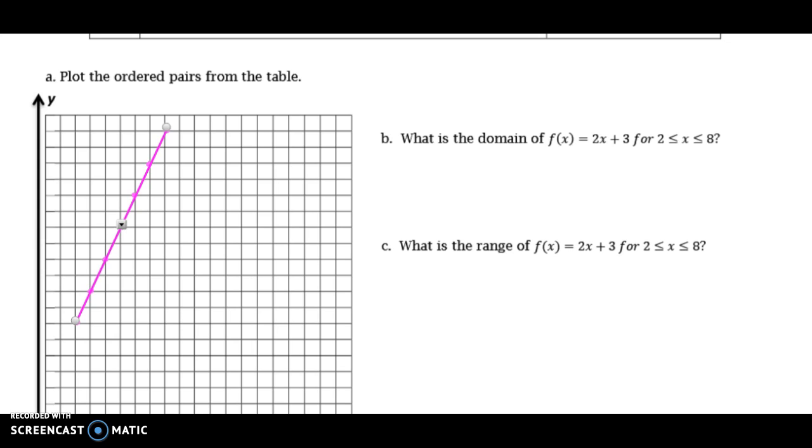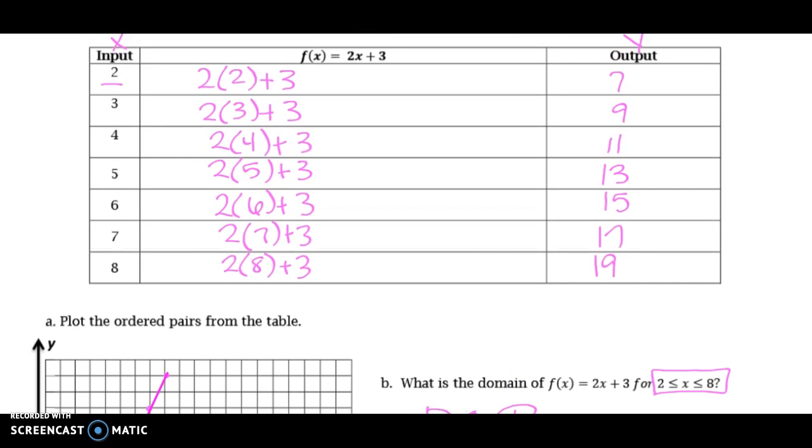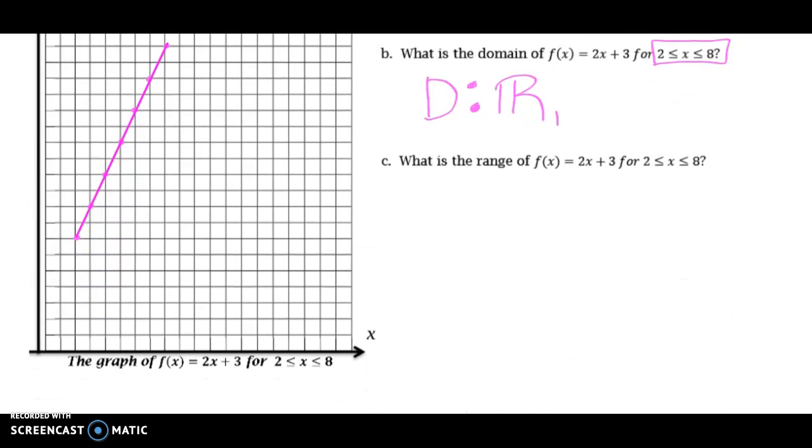Alright, so now what is the domain of f(x) = 2x + 3 for 2 ≤ x ≤ 8? Because they included this, it means you have to stick with the interval. We can't actually do just the plain all real numbers, even though it's a line like before. Because domain goes with x, and we're looking to do this from 2 to 8, checking again off your table, we could still do anything from 2 to 8. So x will be between 2 and 8. They can also be equal to them.